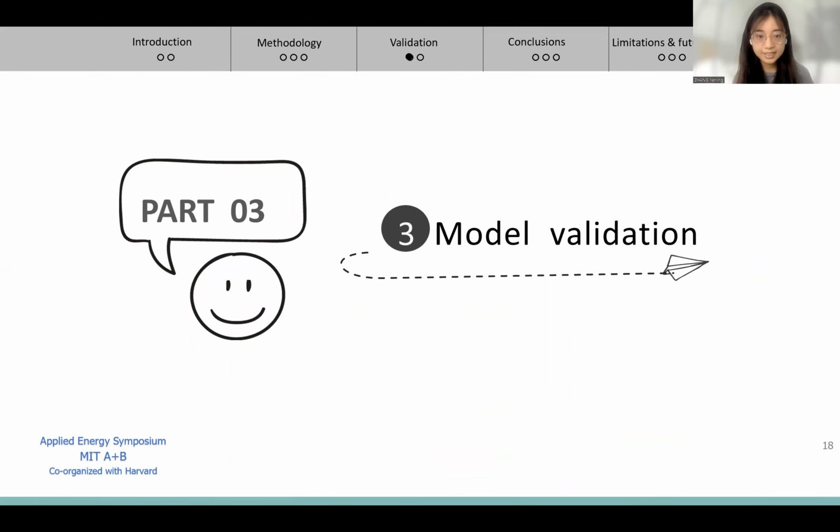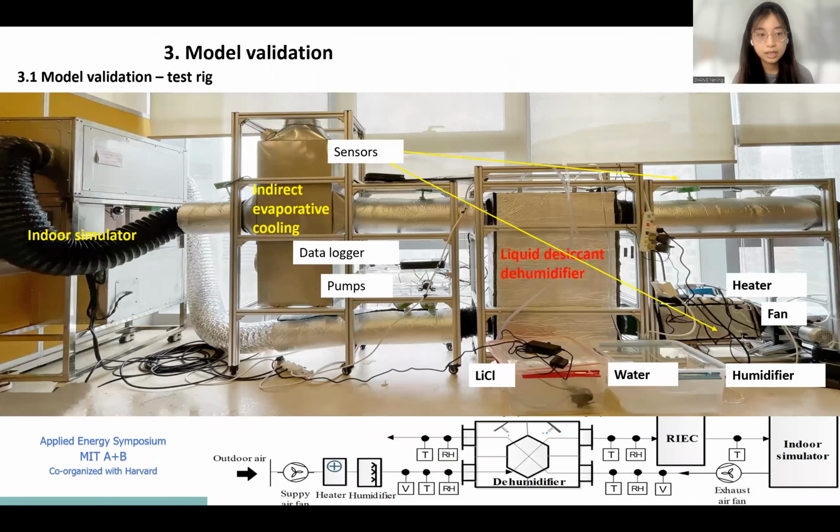Third is the model validation. This model has been validated experimentally. Here shows the test rig, where the primary air gets into the LDD and then is transformed into IEC. The outlet air in the indoor simulator has a mass and energy process, and the exhaust air can be reused into the LDD's internal cooling channels.